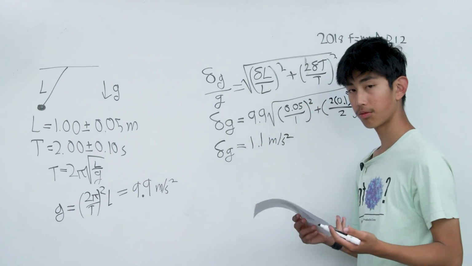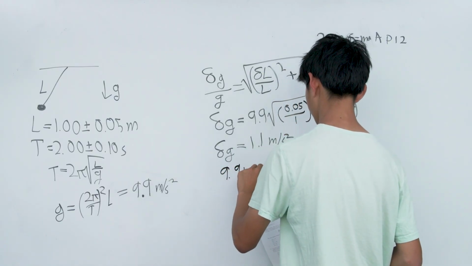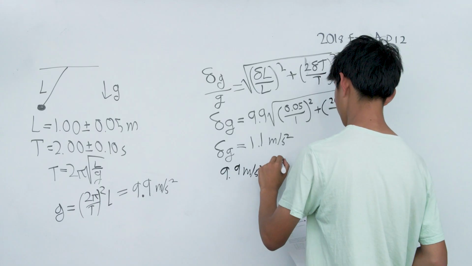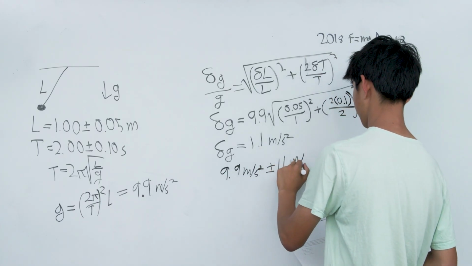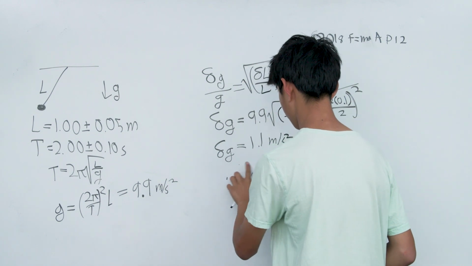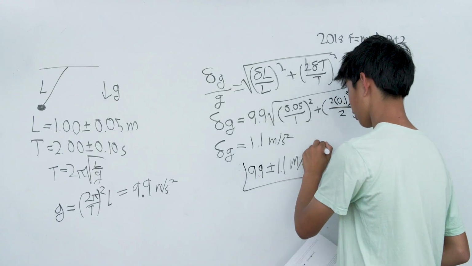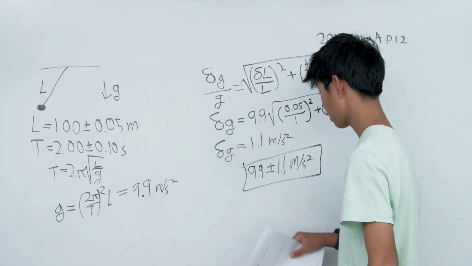So our answer will be 9.9 meters per second squared plus or minus 1.1 meters per second squared. So this answer corresponds to answer choice D on the test, and we are done.